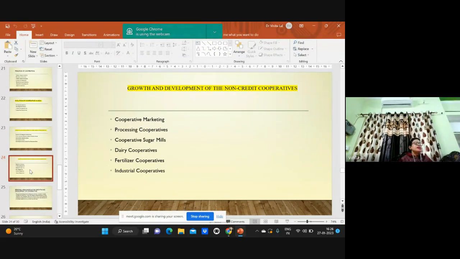One survey done in 1968 on Cooperative Marketing Societies, the Reserve Bank of India decided on effective linking of credit with marketing. This was done to help government agencies execute price support programs.